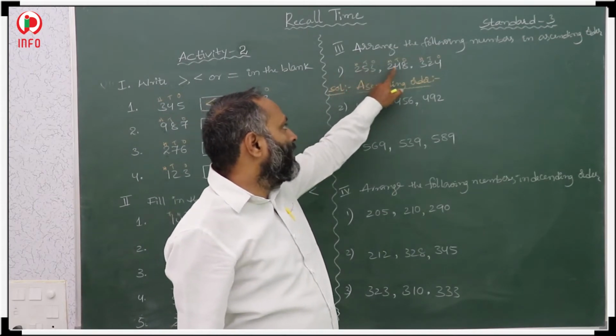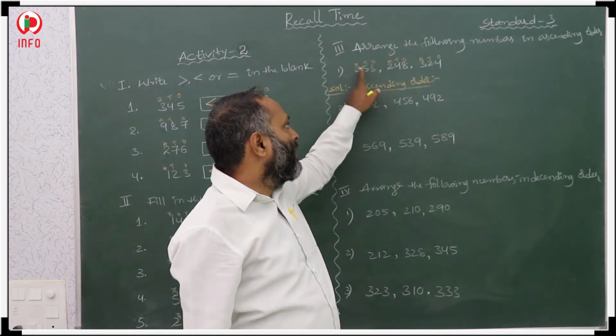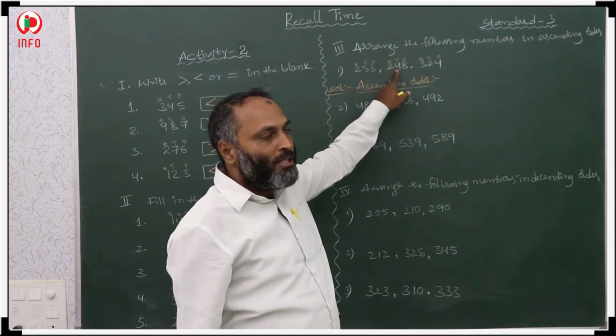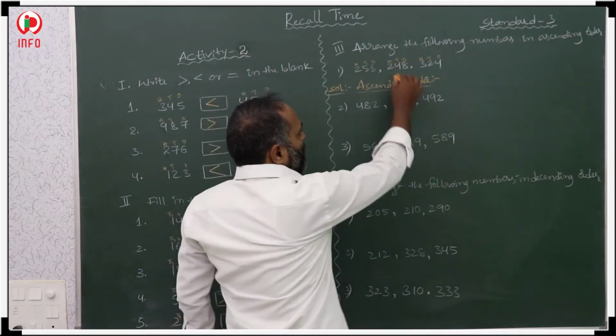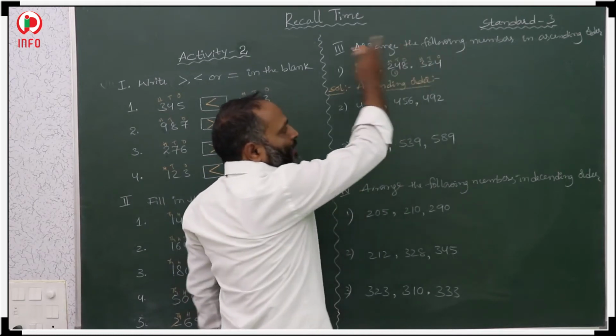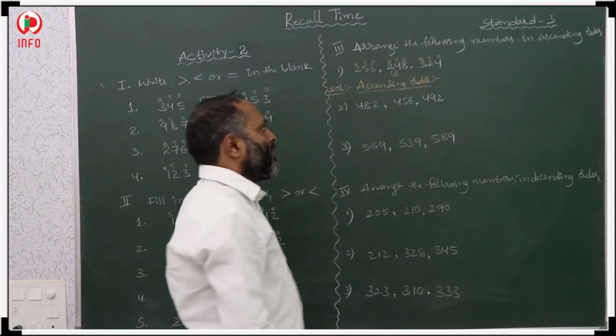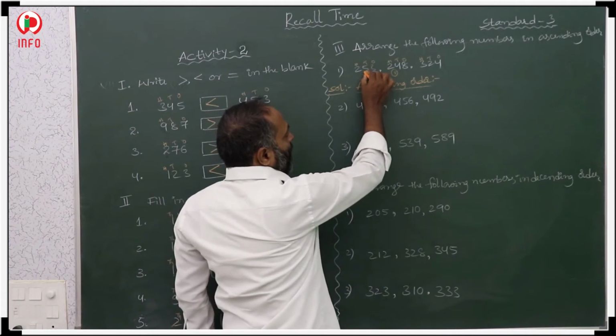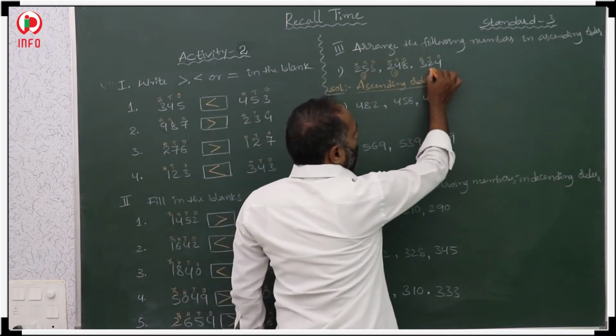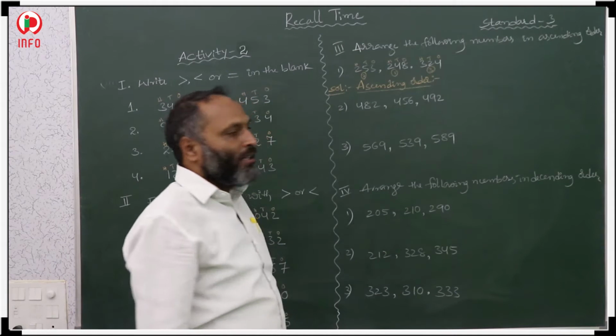In tens place, here 5 is there and here 4 is there. 4 is lesser, this one is less than all the 3. This is the smallest value. Then a little bit bigger is 5, 2. This one has 3 in hundreds place, that is the bigger value.